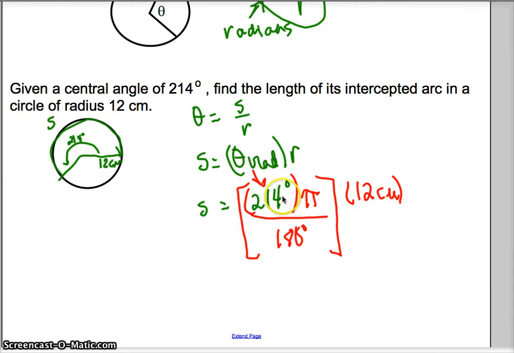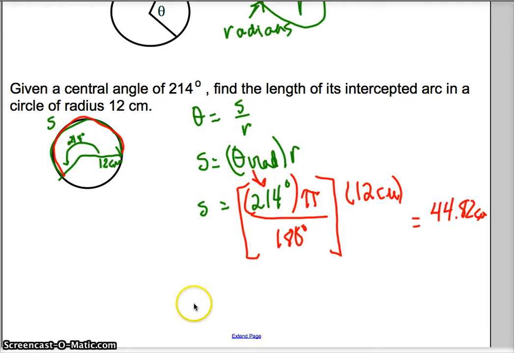You can take your calculators and multiply and find your solution. Please make sure that you round to the hundredths place. So work this out right now and double check. You should have 44.82 centimeters as this arc length.